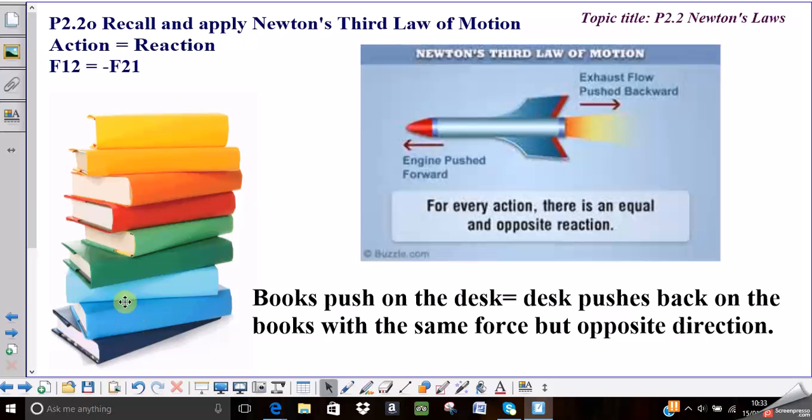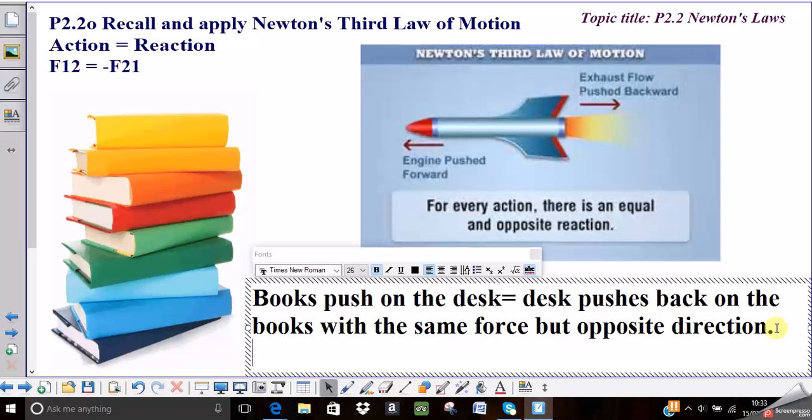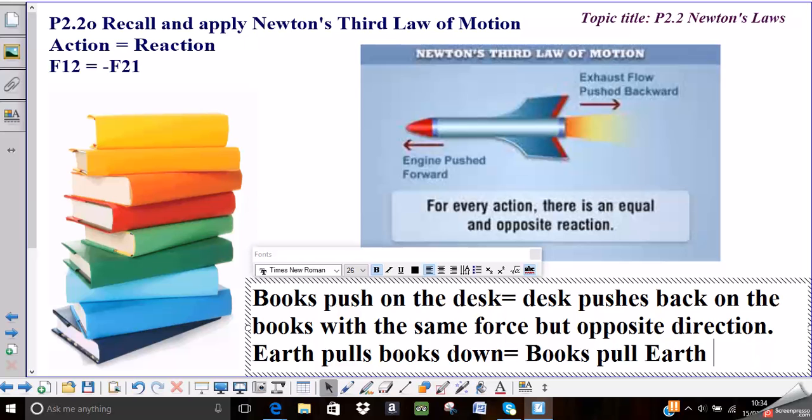Now we can say it like this. The books are pulled down by the earth, and the earth is pulled up by the books. Now you will say, okay, but I don't see the earth moving. You don't see the earth moving because the earth is very, very large. So I will say it here: earth pulls books down equals books pull earth up. That's the pair of forces, action and reaction.